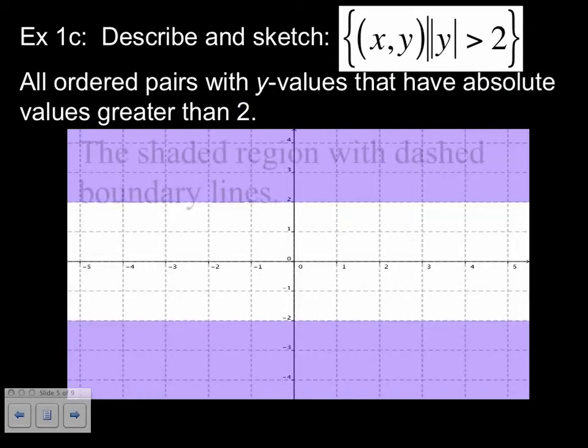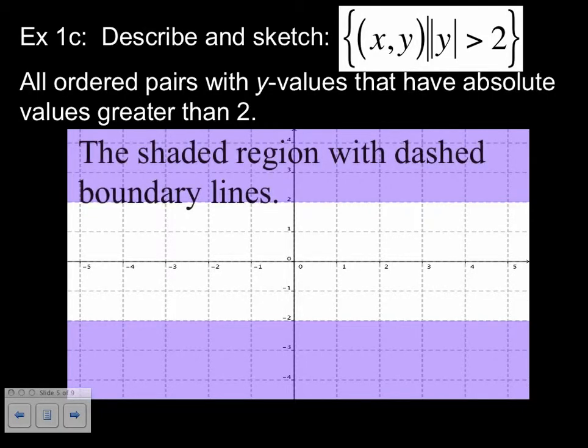This is going to look like the region above +2 and the region below -2. You can see this is a shaded region, and the boundary lines are dashed because this is just a greater than problem. This is not a greater than or equal to.